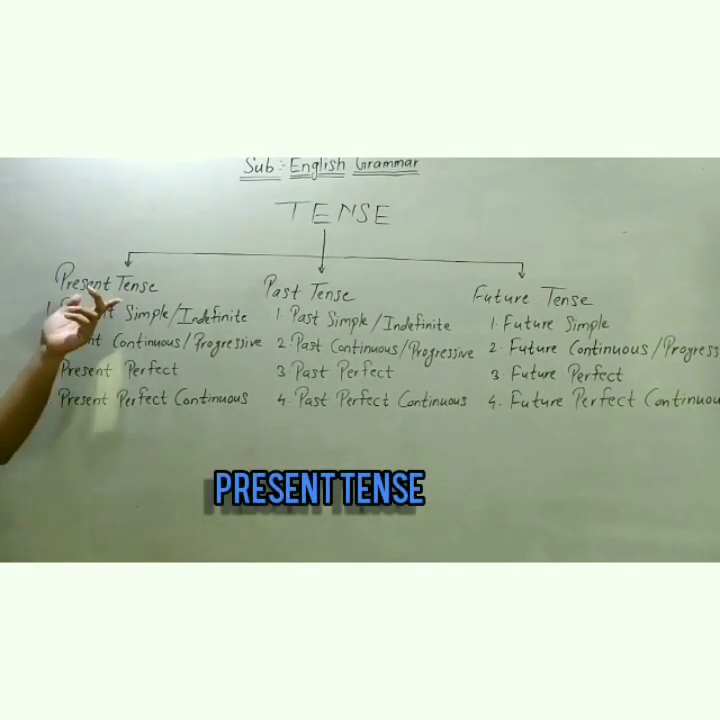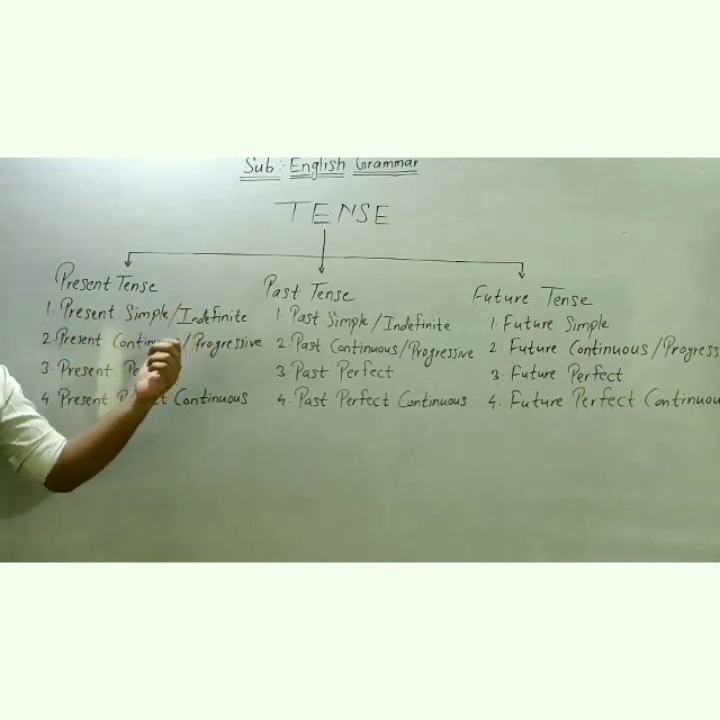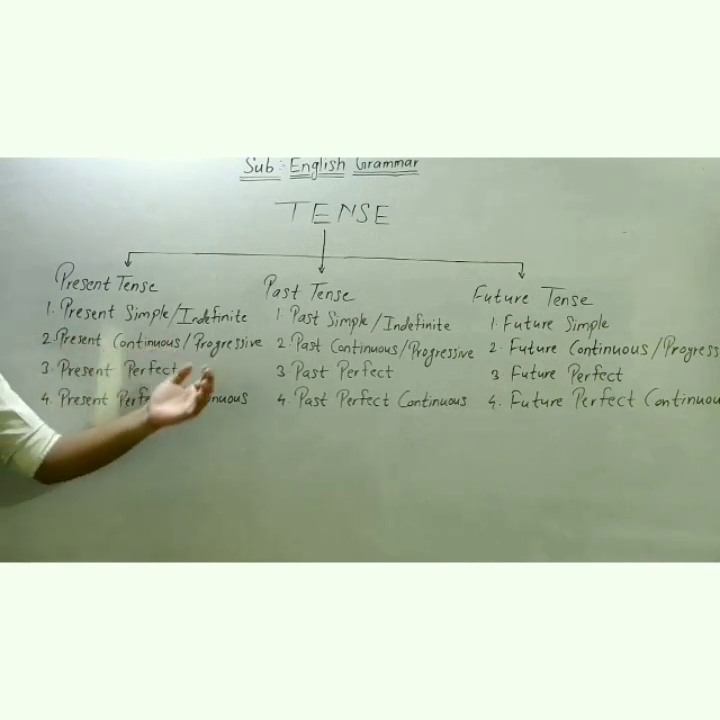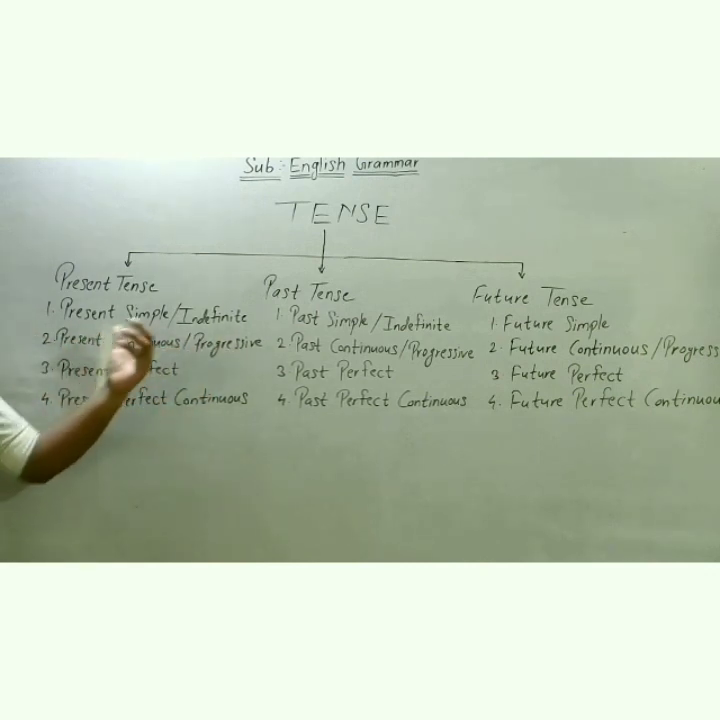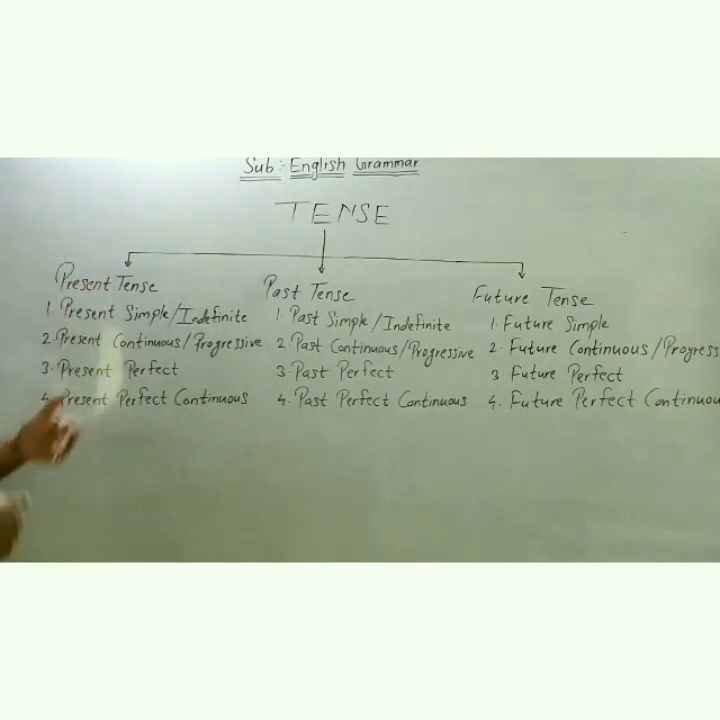Now the present tense has four subtypes: simple present tense, which is also called present indefinite; the second type is present continuous, which is also called present progressive tense; the third is present perfect tense; and the fourth is present perfect continuous tense. And we will discuss some of these types in detail later.